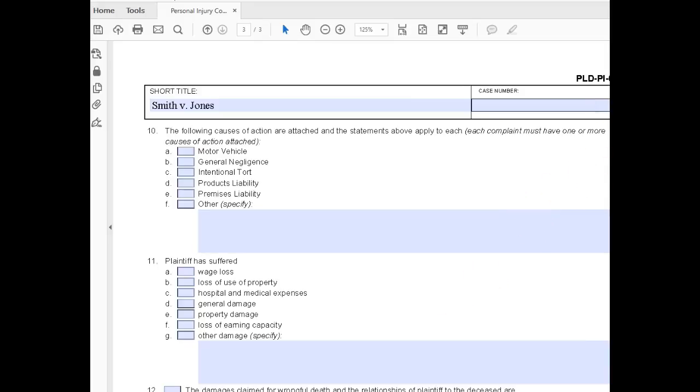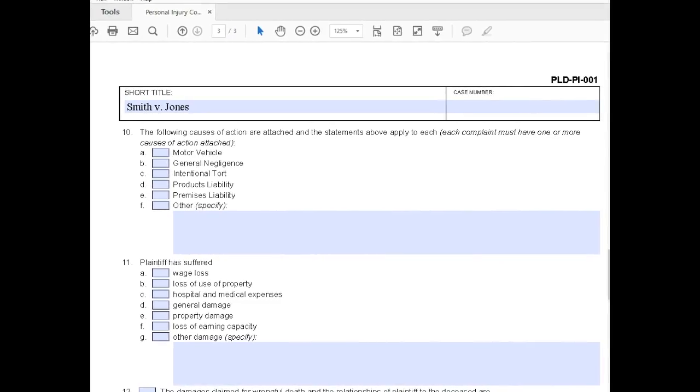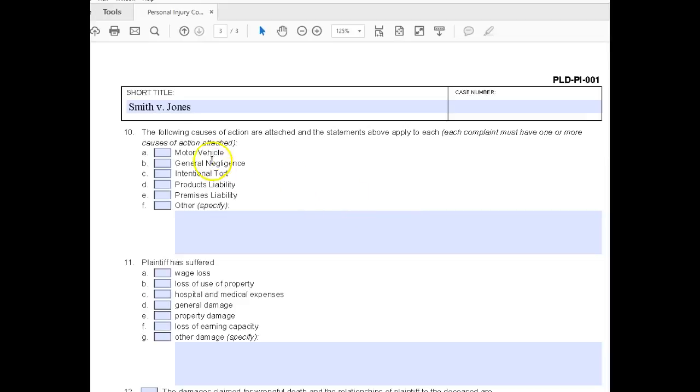Okay, now let's see. I think I may need to move this a little bit so it's easier to read. The following causes of action are attached, and statements above apply to each. Motor vehicle, that's it. We're not going to have a general negligence complaint, intentional tort, products liability, or premises liability. None of those are here. We're just going to use a standard motor vehicle type of situation.